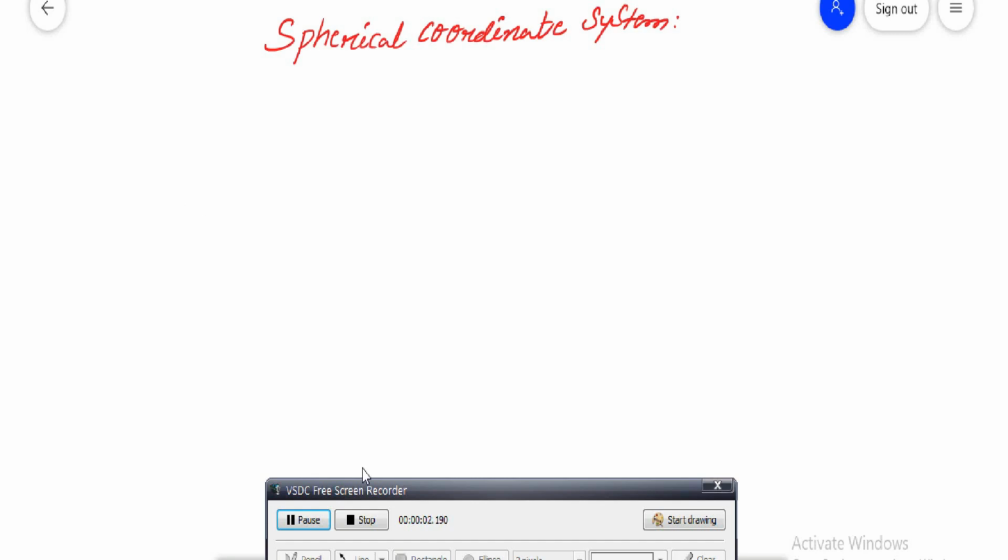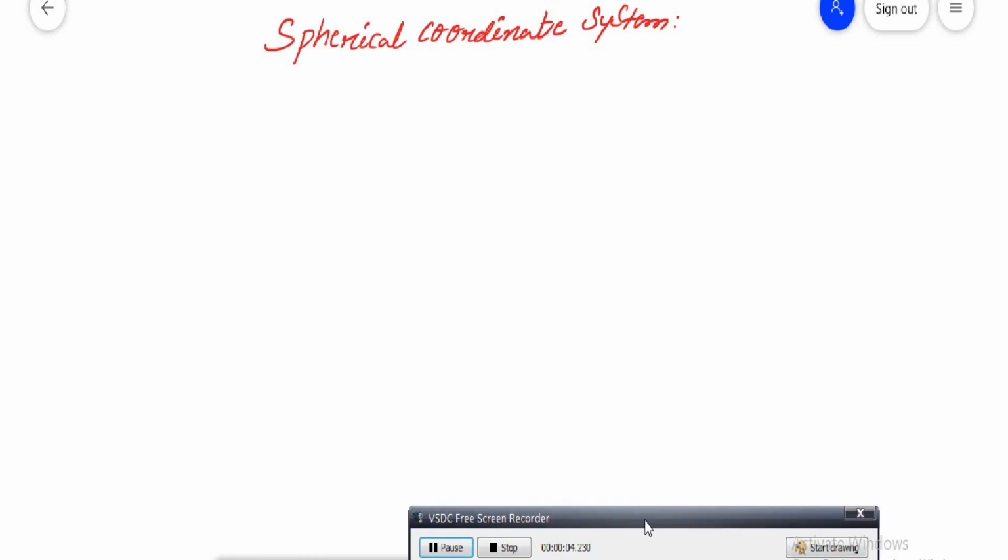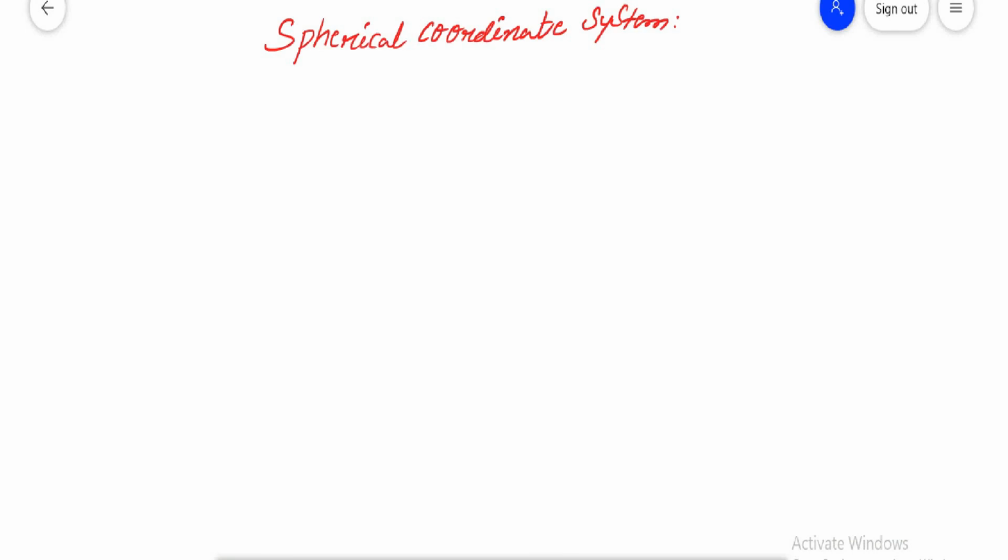Hello students, today we are going to see the next coordinate system, that is the spherical coordinate system. In the spherical coordinate system, the coordinates are r, theta and phi.